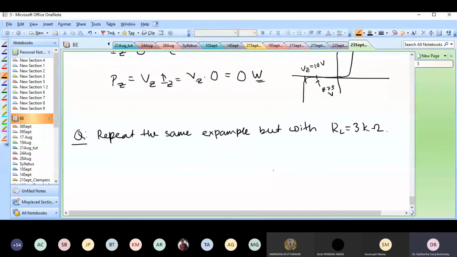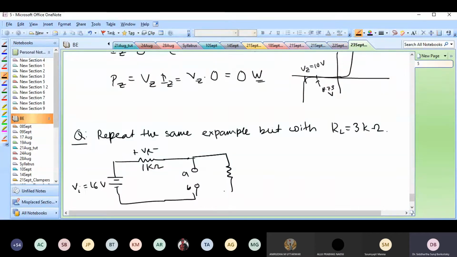So when I have RL which is 3 kilo ohms, let's see what happens in that situation. So now I have the same circuit again. VI is 16 volts. I have R is 1 kilo ohm. So I have some VR in here. I would find out what voltage this is to decide whether the zener is on or off. And then I have 3 kilo ohms. Now what is my voltage across this point? That is the question. So let's try to find that out.